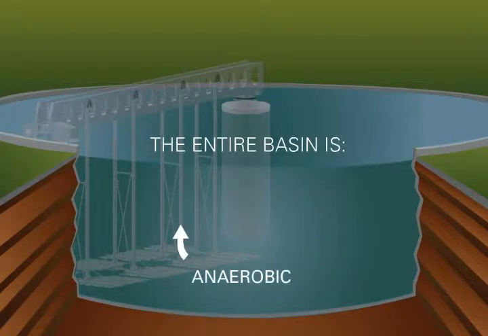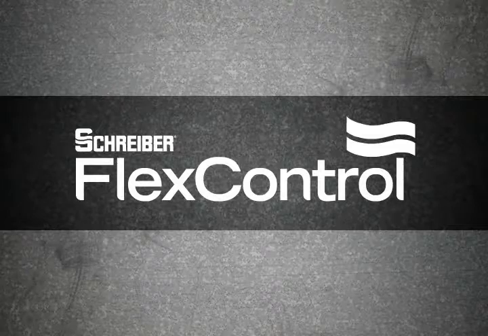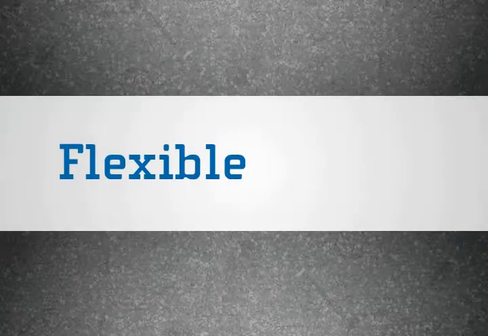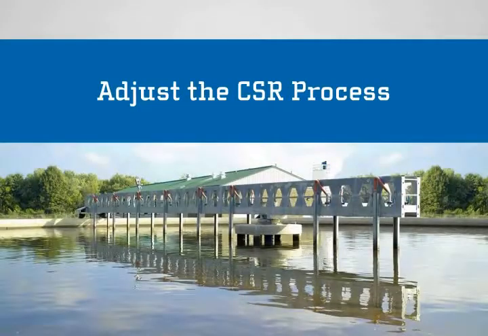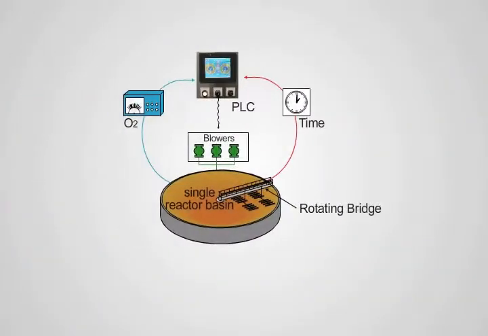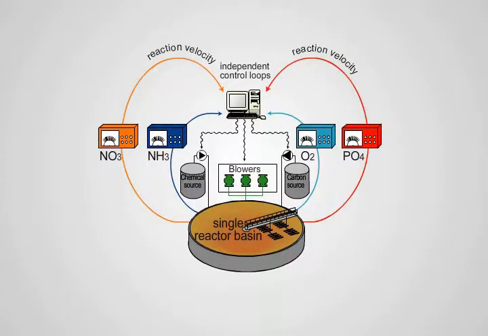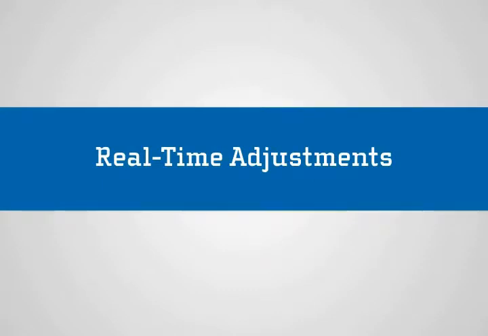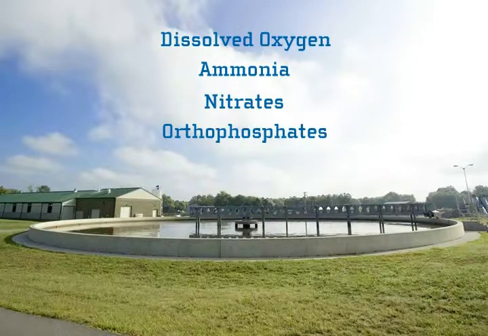The CSR process is controlled via a PLC-based control system called Schreiber Flex Control. As the name implies, the system is very flexible. It is always automatic, but the parameters of adjustment can be reset as the demands on the treatment facility change. The system is designed to adjust the CSR process to accommodate variations in biological loadings. For simple situations, the phase durations can be controlled with timers. Under more demanding requirements, the Schreiber Flex Control System will automatically make real-time adjustments on the fly by monitoring specific concentrations in the basin, such as dissolved oxygen, ammonia, nitrates, and orthophosphates.